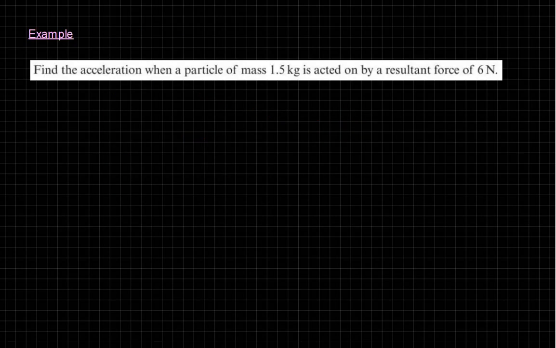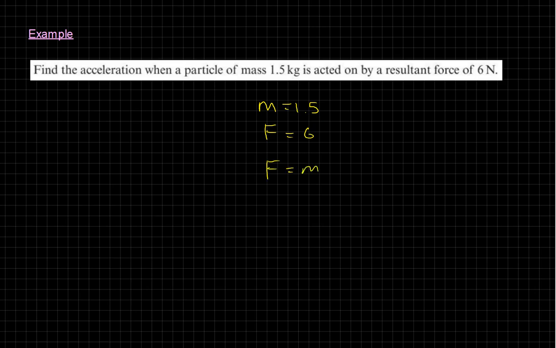So an insanely simple example, let's just quickly do it though, just to confirm we know what's going on. So the acceleration, when a particle of mass 1.5 kilograms is acted on by a resultant force of 6 newtons. Super simple, m equals 1.5, resultant force F equals 6. We know that F equals ma. This implies that the acceleration must be equal to F over m equals, in this case, 6 over 1.5 equals 4. And if we want to put the units, we can say meters per second squared.